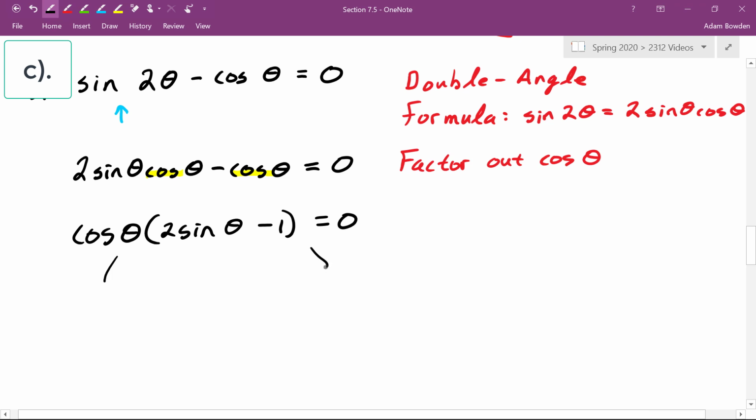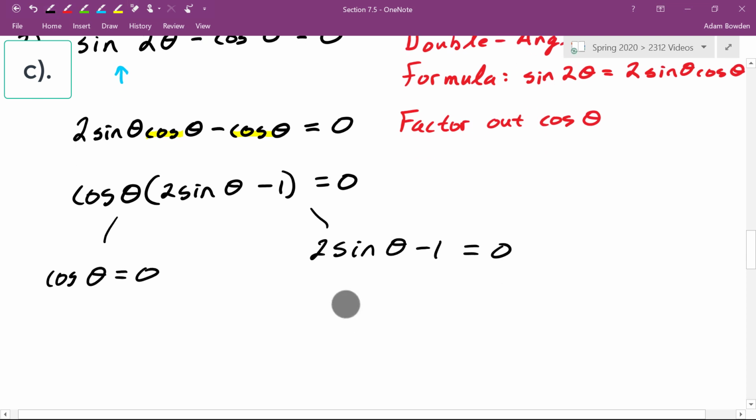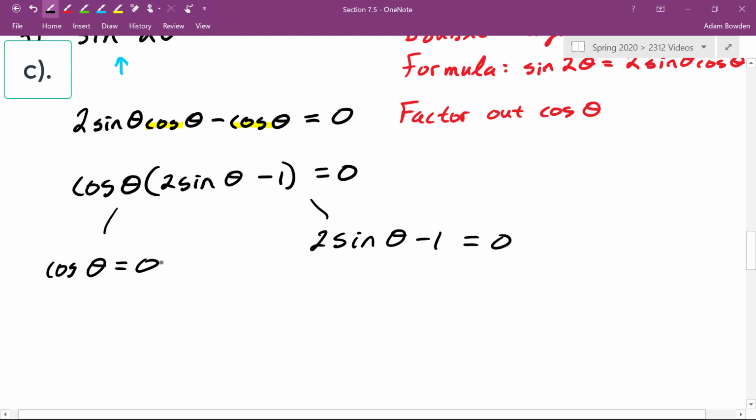We can now take each of these factors and set them equal to 0. Okay, in the first situation, if I want to solve this one, I can take the cosine inverse. Think about the angles where the cosine is equal to 0. So there are 2 locations where that happens, at pi over 2 and at 3 pi over 2.